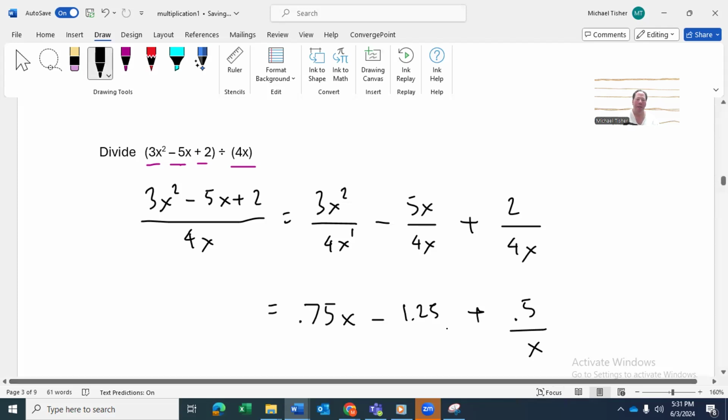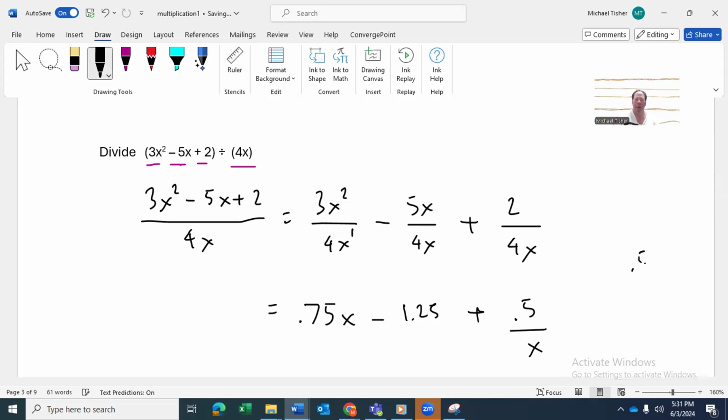Okay, well, this is not a polynomial because we have x in the denominator, and that's like saying 0.5 over x is like saying x to negative 1, and in order to have a polynomial, the exponent must be a counting or a natural number. And negative 1 is not a natural number, and there's really no way to get rid of it either, okay? So we are stuck with this negative 1 or this over x, which makes this answer not be a polynomial.